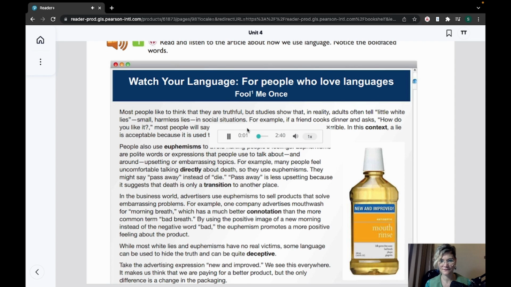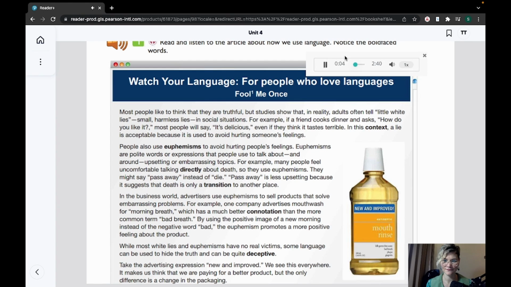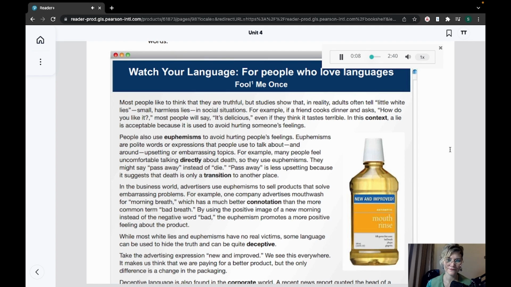Watch your language. For people who love languages, fool me once. Most people like to think they're truthful, but studies show that in reality, adults often tell little white lies, small, harmless lies in social situations. For example, if a friend cooks dinner and asks, "How do you like it?" most people will say, "It's delicious," even if they think it tastes terrible. In this context, a lie is acceptable because it's used to avoid hurting someone's feelings.